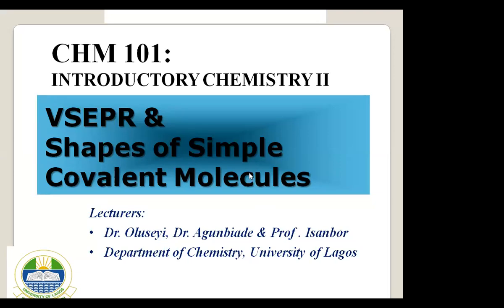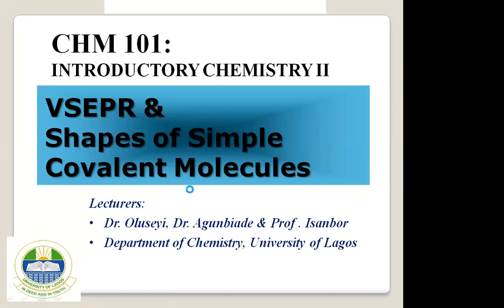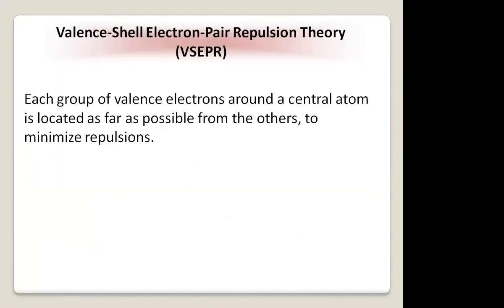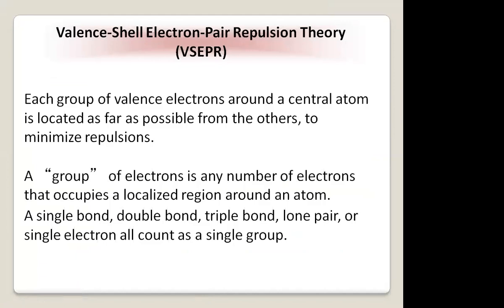You will recall that in one of the classes, when we were looking at covalent bonds, I mentioned that covalent bonds are directional. The implication of that is that covalent bonds have specific shapes, and the shapes are determined by Valence-Shell electron-pair repulsion theory.